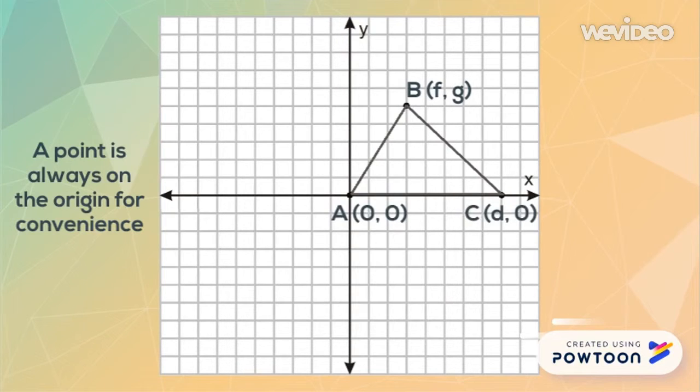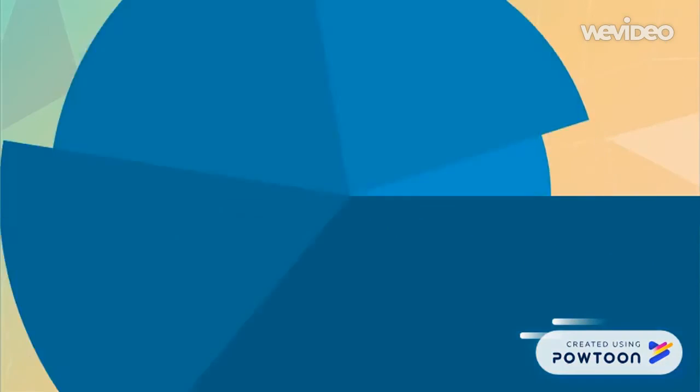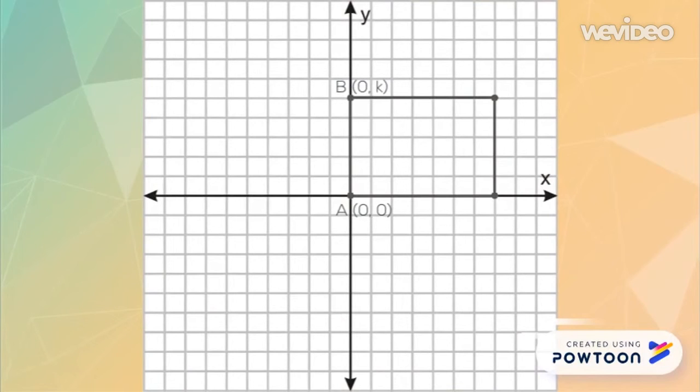As you can see, point A of triangle ABC is on the origin. The variables f, g, and d are the distances away from the origin, and that way we can know the length of the side in an instant. However, we have to use different variables for a rectangle. K represents how many y units the figure is away from the origin, and h is how many x units.